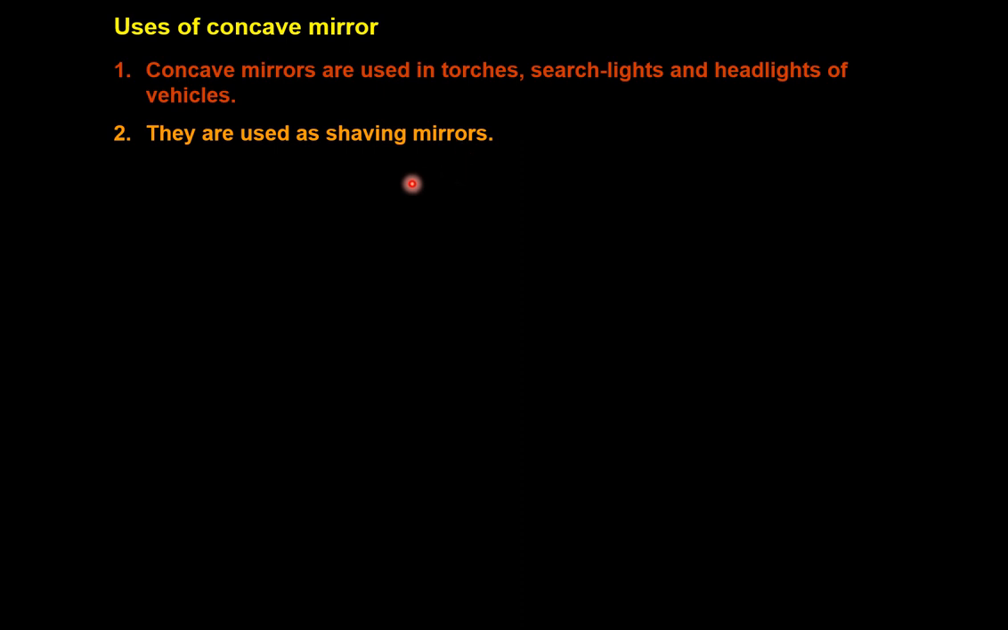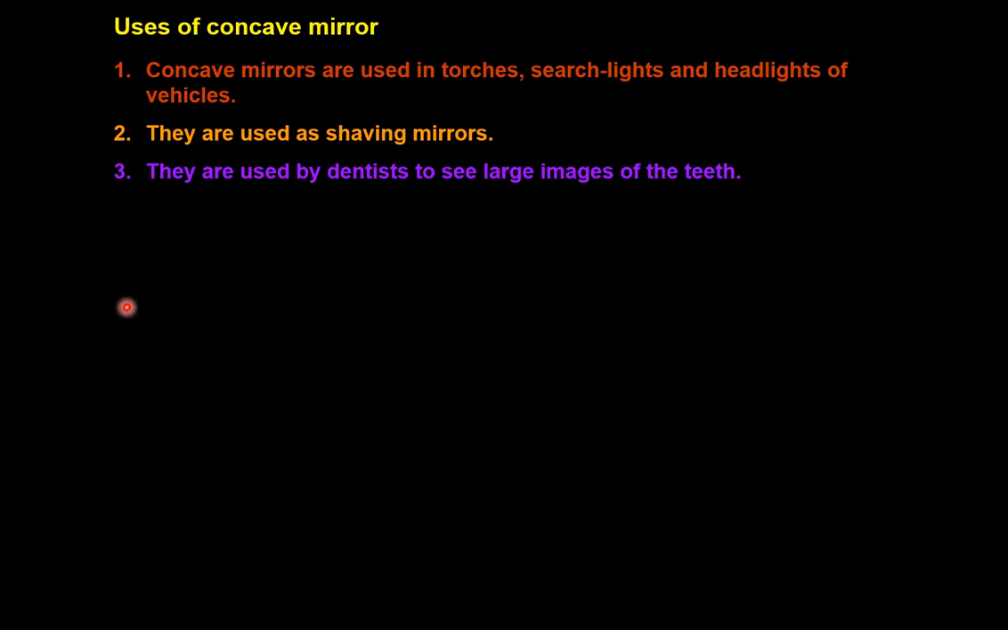Okay, now third, it is used by dentists to see a large image of the teeth. So here also the requirement is the same, that we require an erect, virtual and magnified image of a particular object. So we will place that particular object very close to the concave mirror, so that it again comes under the category of sixth situation, that is, the object is placed between principal focus and pole.